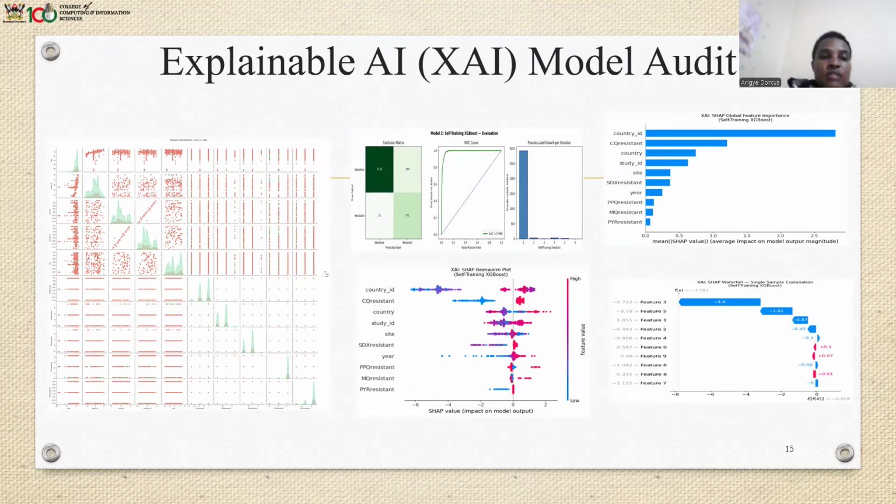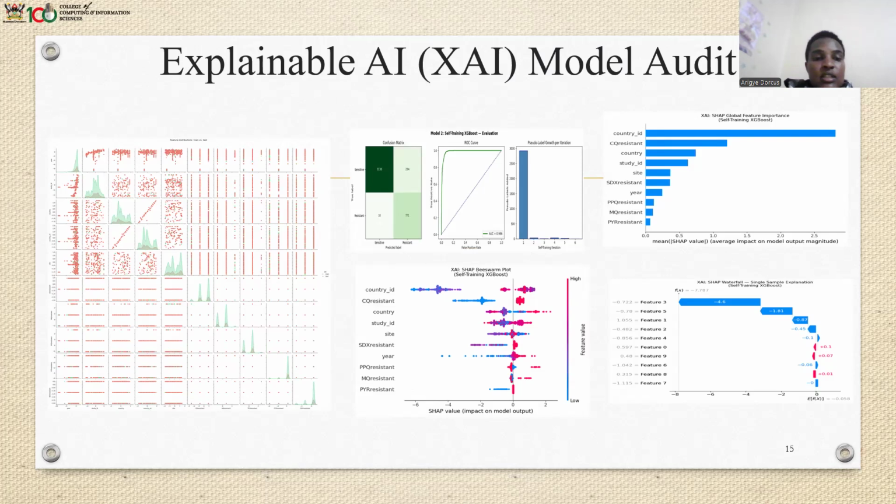Then when we go to the explainable AI model audit, having the accurate models is only half the battle. In a clinical data setting, a doctor needs to trust the model's recommendation. They need to know why it predicted a high risk for a specific patient. And this is where the explainable AI, or XAI, comes in.